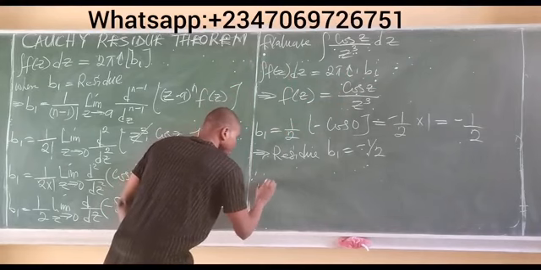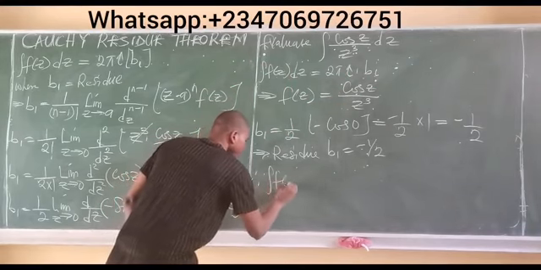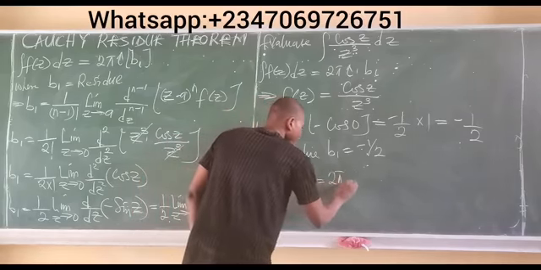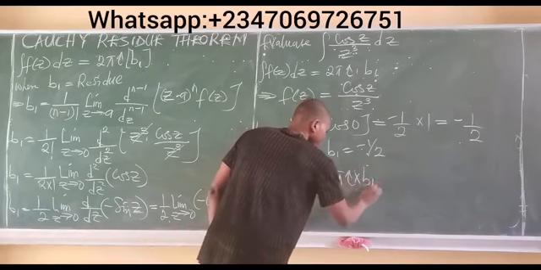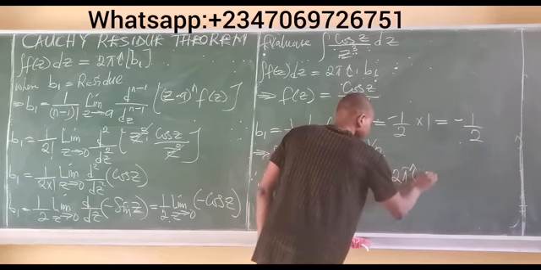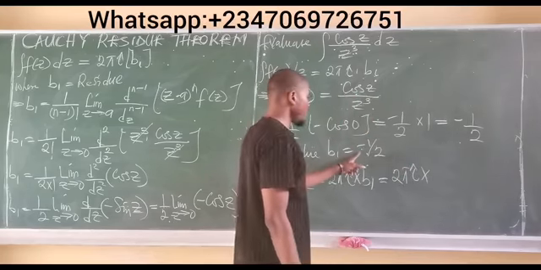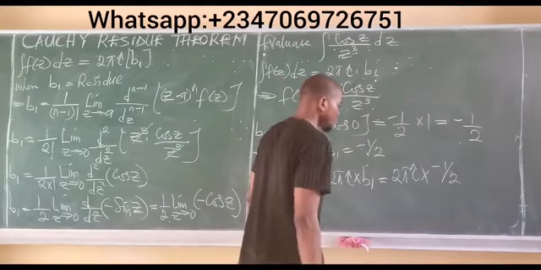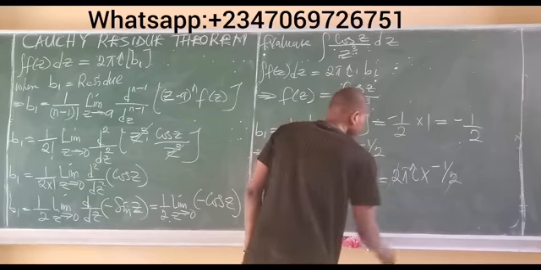Therefore, the integral of that function f(z) dz is equal to 2πi times b1. So this is equal to 2πi multiplied by b1, which is minus 1 over 2. So from here, the 2 can cancel the 2.